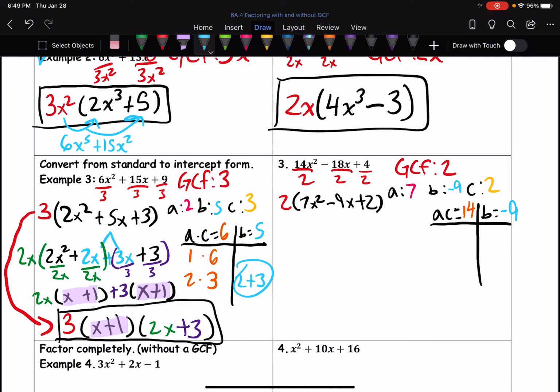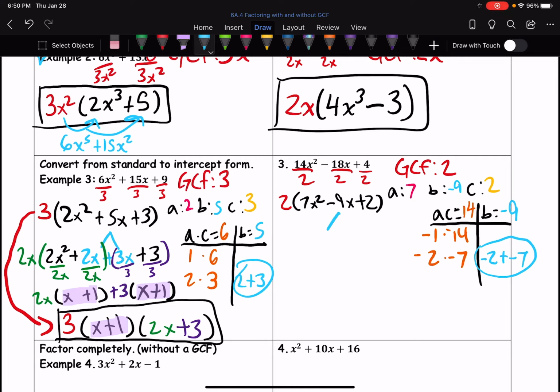The only way that we can make this happen is by taking two negatives and multiplying them together and then adding them together. So I'm going to look at the factors of 14, which are 1 and 14, and 2 and 7. But I'm going to look at -1 times -14 and -2 times -7. If I add -1 and -14, I'm going to be left with -15, which is not -9. But this -2 plus -7 does give me -9.